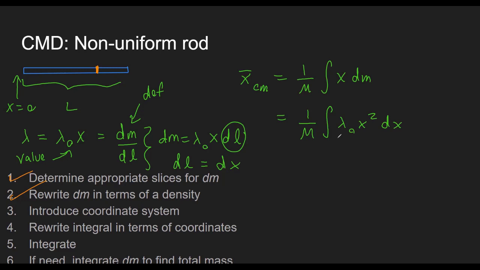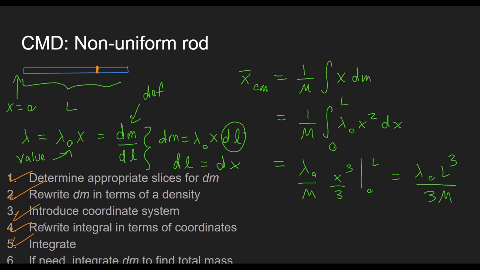Finally, what are our bounds of integration? Well, we start at x equals 0 and we move up all the way to x equals L. And so at this point, we can integrate. We get lambda naught over m, x cubed over 3, evaluated from 0 to L, giving us lambda naught L cubed over 3m.